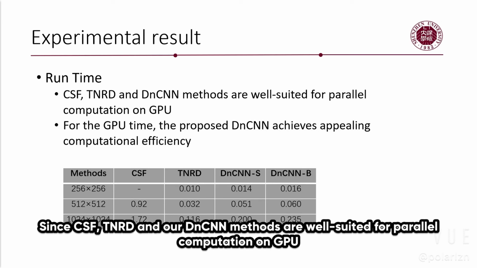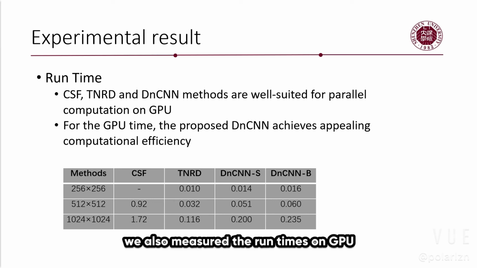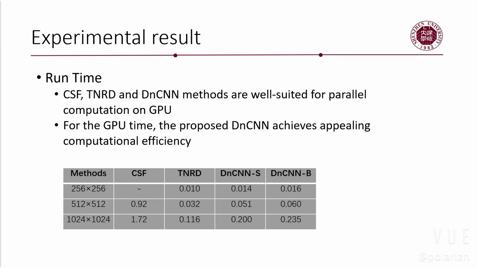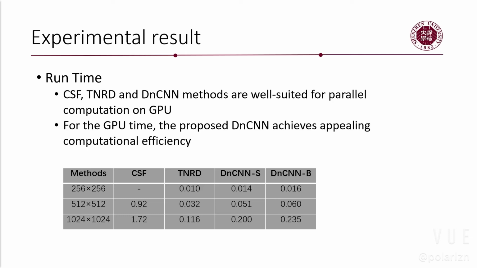Since CSF, TNRD, and our DnCNN methods are well suited for parallel computation on GPU, we also measure the runtimes on GPU. For the GPU time, the proposed DnCNN achieves very appealing computational efficiency.